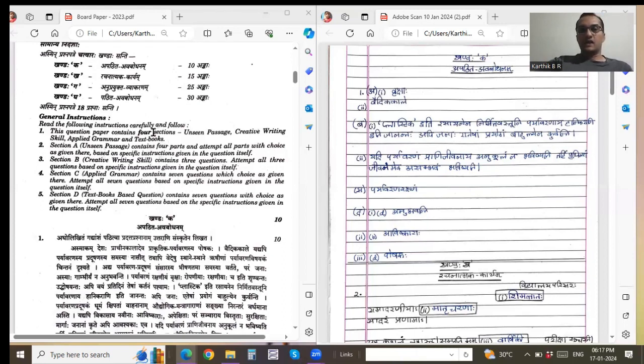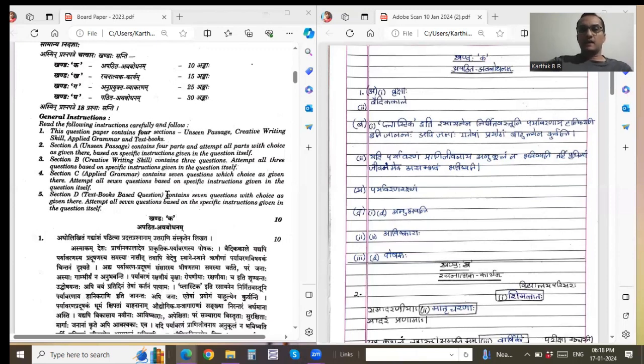Read the following instructions carefully and follow. This question paper contains 4 sections: unseen passage, creative writing skill, applied grammar, and textbooks. Section A, unseen passage, contains 4 parts; attempt all parts with choice as given there, based on the specific instructions given in the questions itself. Section B, creative writing skill, contains 3 questions. Attempt all 3 questions based on the specific instructions given in the questions itself.